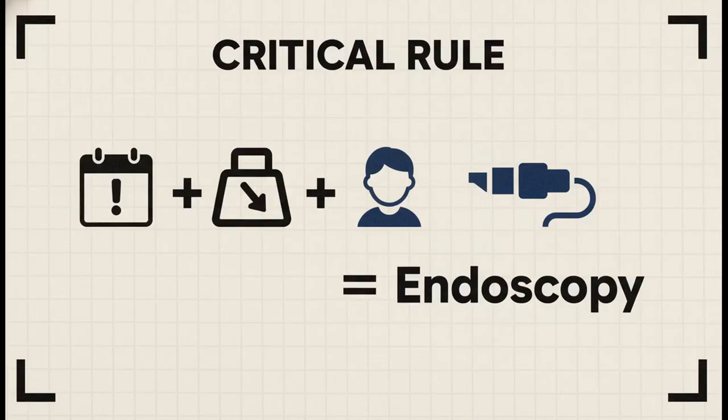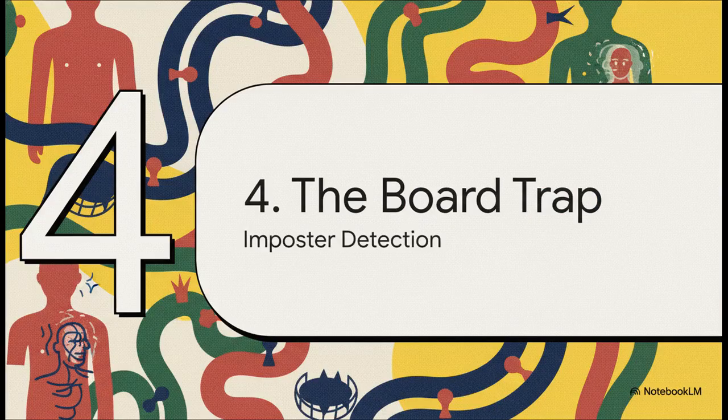So let's make this a hard rule. Burn it into your memory. New onset dysphagia plus weight loss in an elderly patient equals endoscopy first, period. No exceptions. Okay, time to talk about another sneaky board trap.